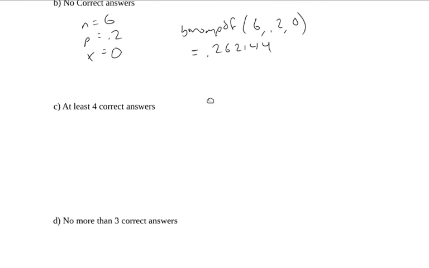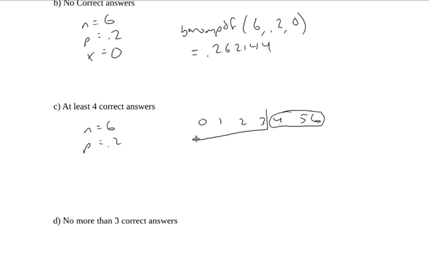Alright, part C, the probability we got at least 4 correct answers. N is still 6, P is still 0.2. But in this case, we're saying at least a certain number of correct answers. So let me write up here 0, 1, 2, 3, 4, 5, 6. If we want to get at least 4 correct answers, that means we want to be there. And to figure this out, I could figure out the probability of getting exactly 4 and add that to the probability of getting exactly 5, add that to the probability of getting exactly 6.